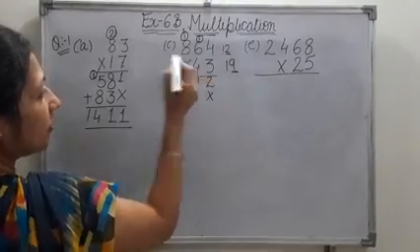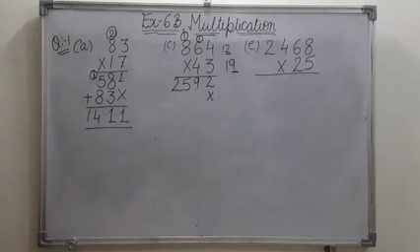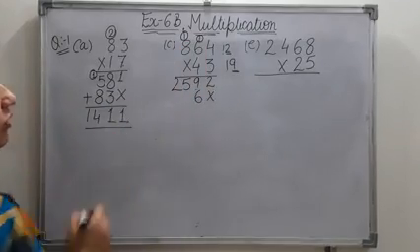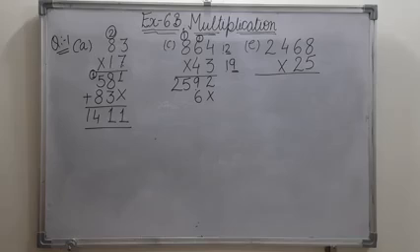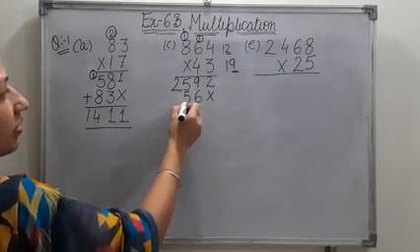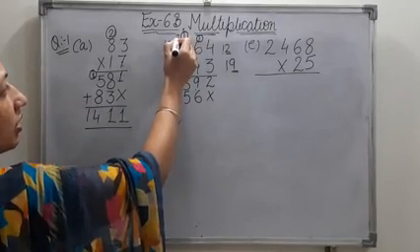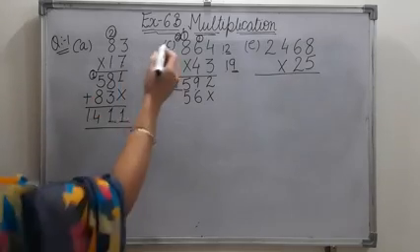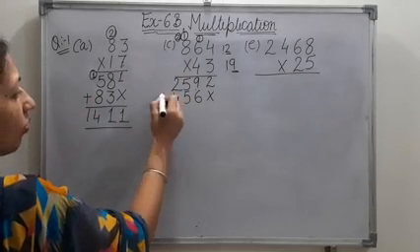Next we have to multiply with the next digit, that is 4. 4 4s are 16 and 1 is carried over here. 6 4s are 24. 24 plus 1 is 25, and 2 is carried over here. 8 4s are 32. 32 plus 2 is 34.